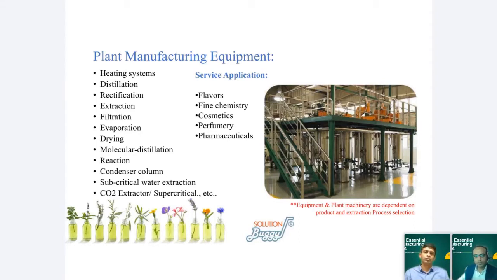Now, all these manufacturing units can be used for the flavor industry. It is a fine chemistry upgradation. The cosmetic industry requires a concentrated form of it. The perfume industry requires a concentrated form, but at a higher purification level. In the pharmaceutical industry, the application is different, so the manufacturing equipment will depend on the FDA side. So this is about the plant manufacturing unit and equipment.